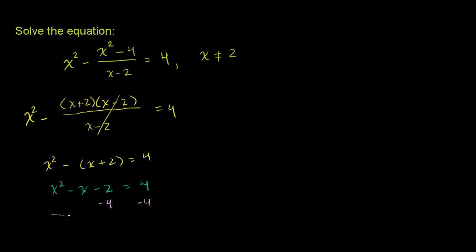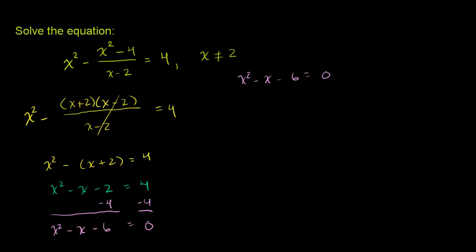Subtract 4. And we are left with x squared minus x. Negative 2 minus 4 is negative 6. And then 4 minus 4 is 0. That was the whole point. So we have x squared minus x minus 6 is equal to 0. Let me write it up here. x squared minus x minus 6 is equal to 0.